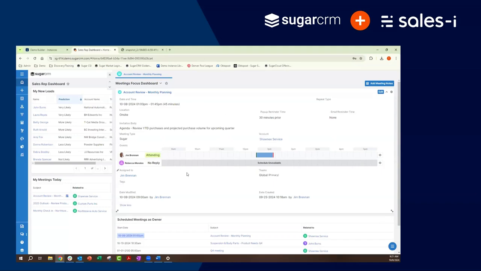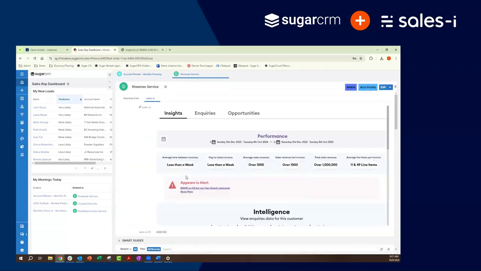So directly from my meeting here, I can just click on Shawnee Service. And you're going to see it's actually pulling me into my sales intelligence information. And this is where that SalesEye data is going to be located from an account record. So again, 2 clicks. I'm being spoon-fed a lot of that data that's coming over from your ERP application.